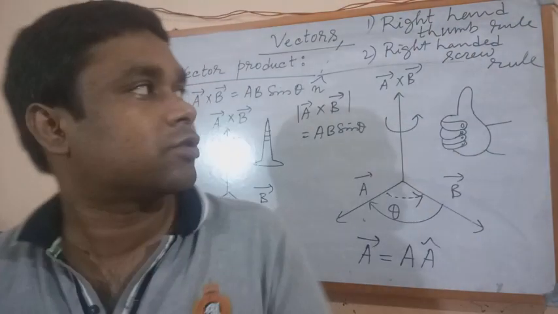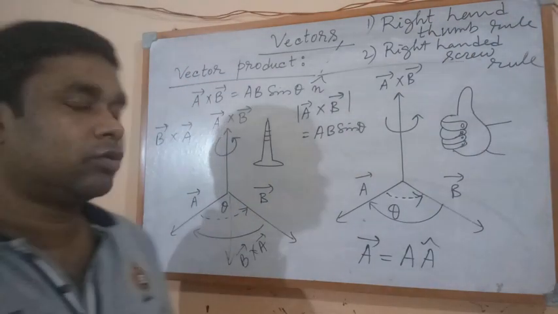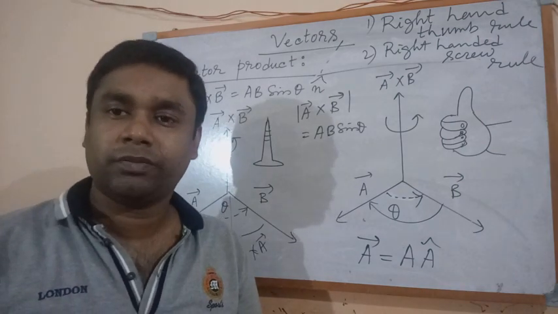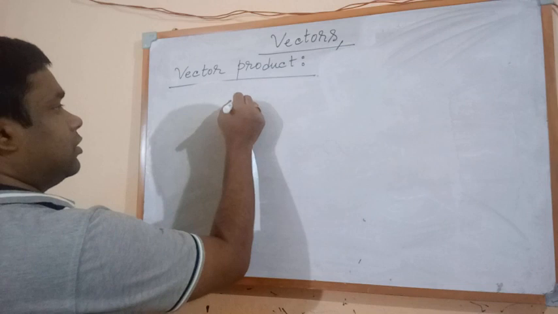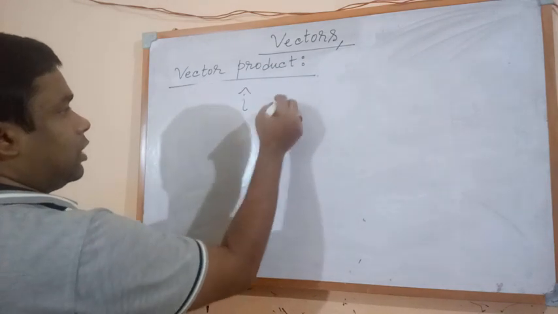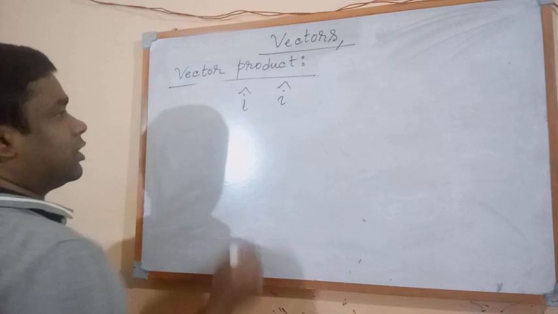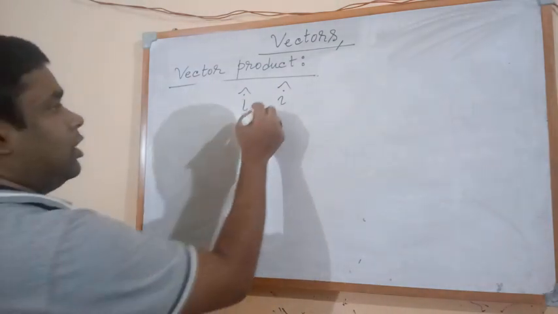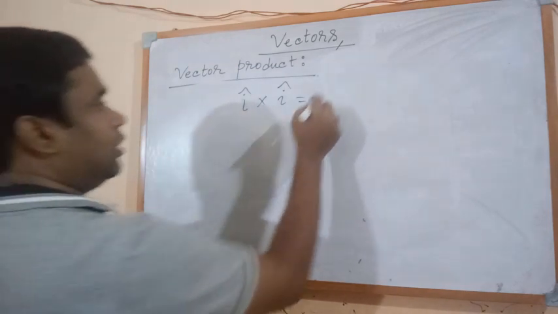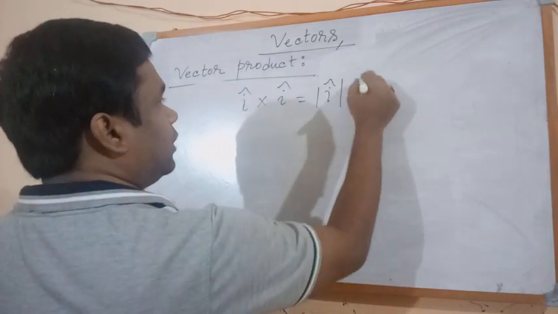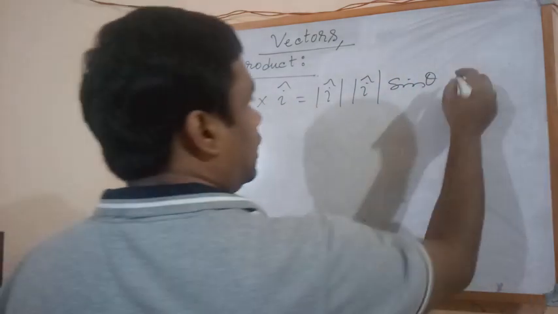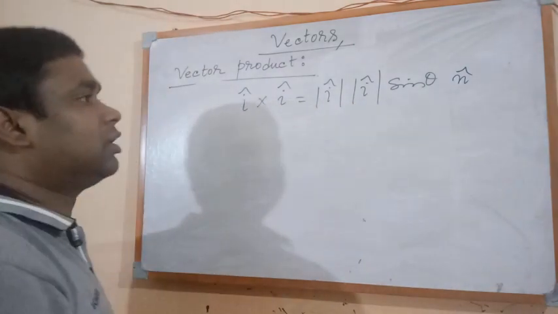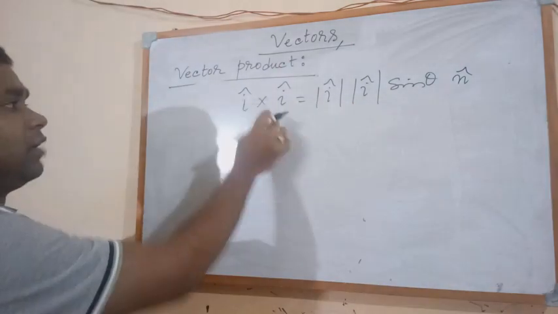So the right-handed screw rule and the right-hand thumb rule are the two rules by which we can find the direction of the cross product. Next, we are taking the cross product between two rectangular unit vectors. Let I cap be taken and another I cap, and the vector product of the two I caps. According to the formula, mod of I cap into mod of I cap into sine theta, where theta is the angle between the two I caps, and n cap. N cap is the unit vector in the direction of the result of I cap cross I cap.